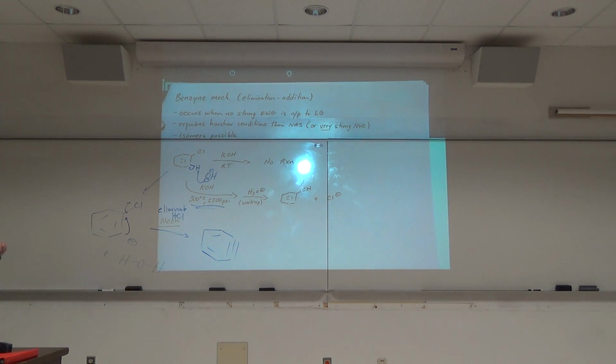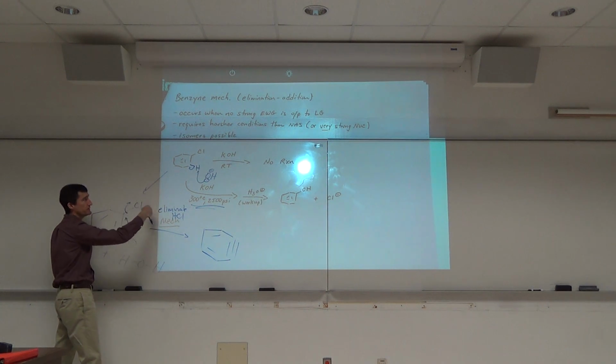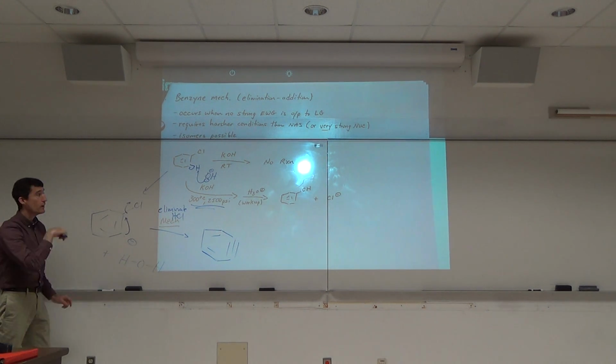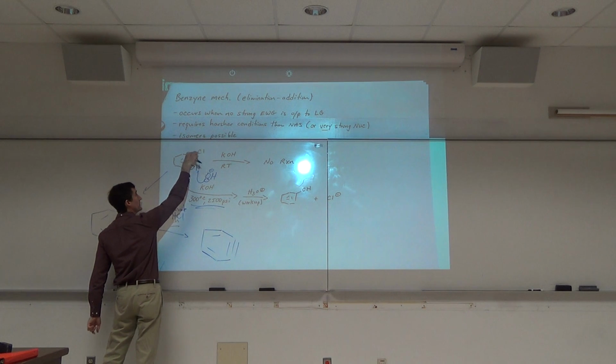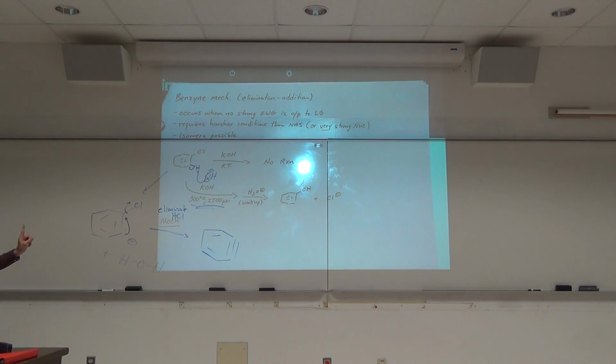I showed it as a two-step process. Now, is this an E2 elimination? Did I do an E2 elimination? E2 would have been boom, boom, all at once and go straight there. Did I do an E1? No. Here we made an anion.